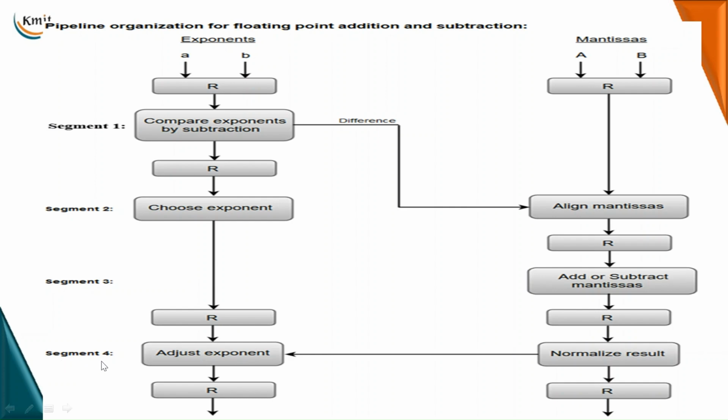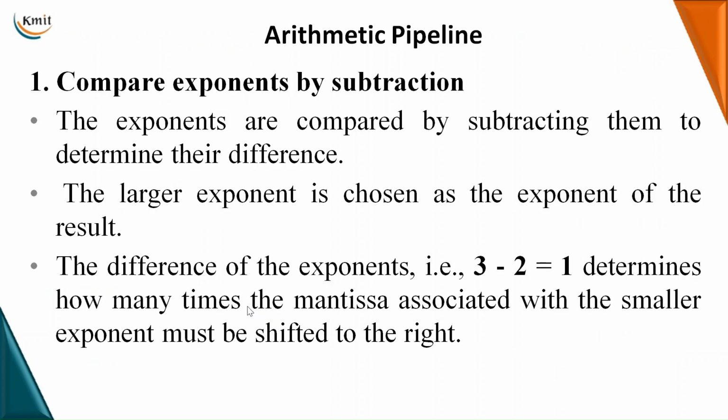In segment 4, you are going to normalize your result. The normalization involves adjusting your exponents in such a way that the result is said to be in a normalized form. So this is how you perform floating point addition and subtraction operations using an arithmetic pipeline. Now let us see it with an example.